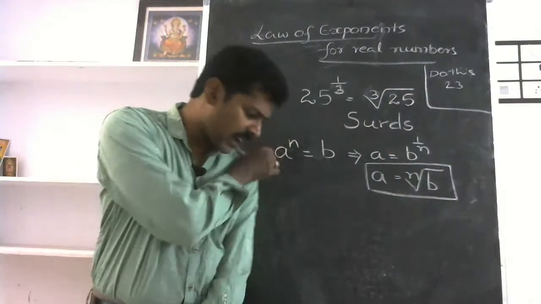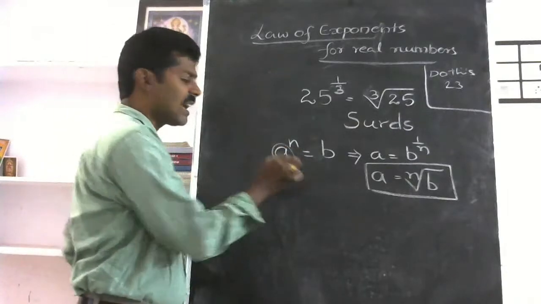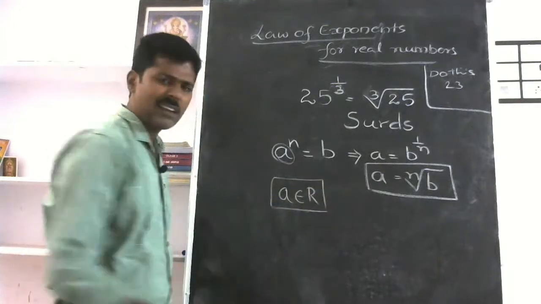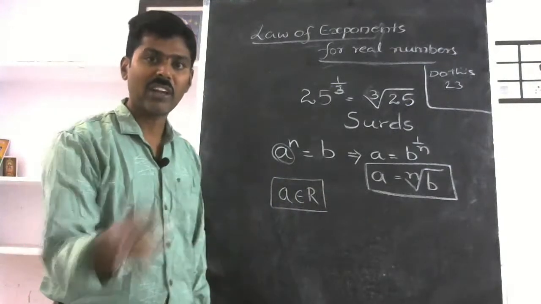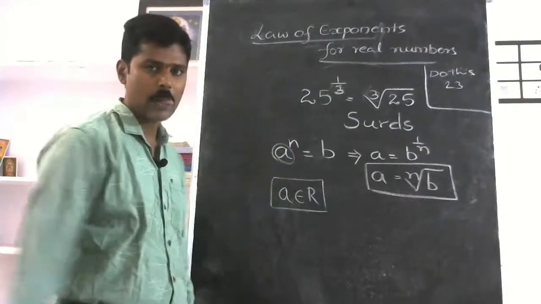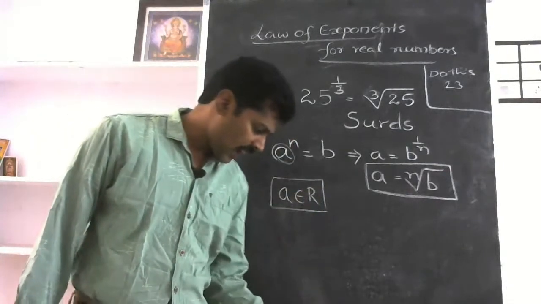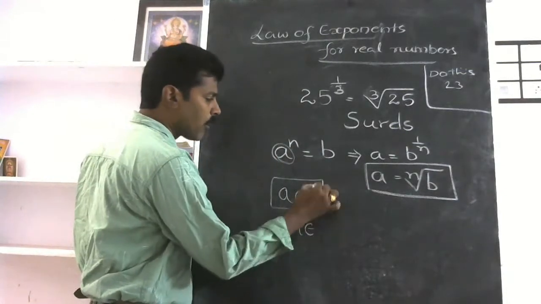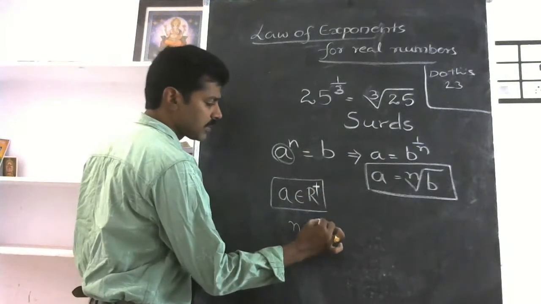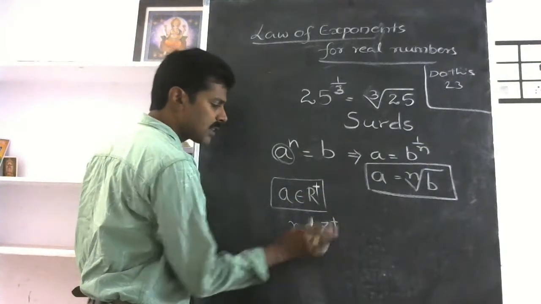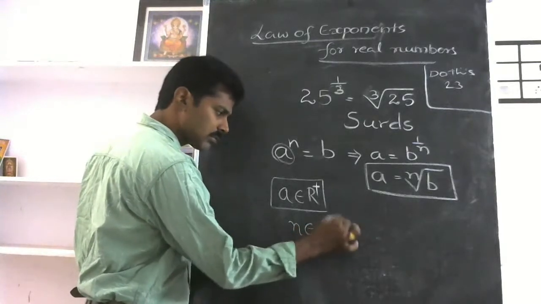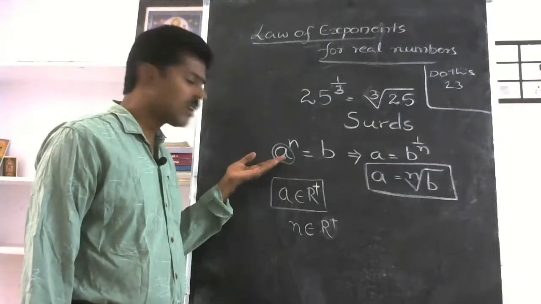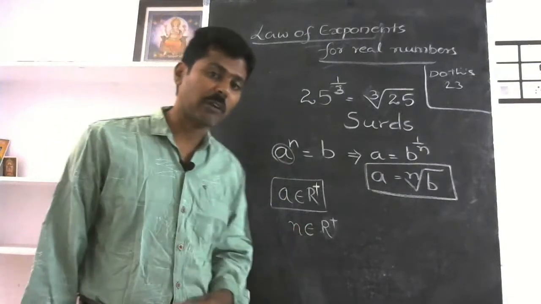So here what will be the conditions generally? A can be any real number. That will be the first condition. Any real number means we have only two, rational or irrational. So for irrationals also I can go with this. So a can be any real number, and a should be positive and n should be positive. I can go with real number itself. Why can't I? I will check that. So a can be a positive real number, n can be any positive real number if I take.